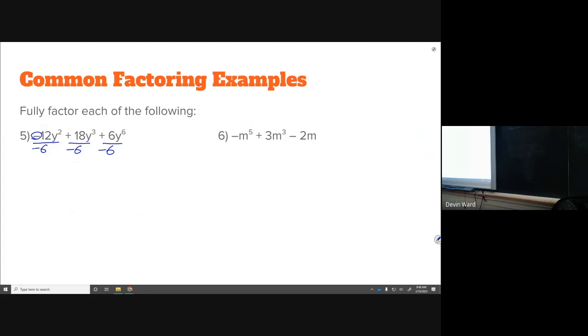So that's our number. Do we have letters that we can divide out? Yes. So they all have a y. So what's the y with the lowest exponent? 2. So y squared. Okay, so our greatest common factor is negative 6 y squared. So we put that out in front of the brackets.